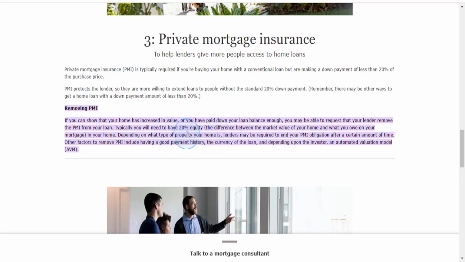Okay? And other factors they also may consider, for example, the type of property. What is the type of property? What is the currency of the loan? And an automated valuation model. And to remove this PMI, this private mortgage insurance, is really easy and simple.